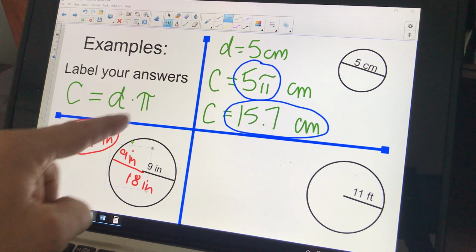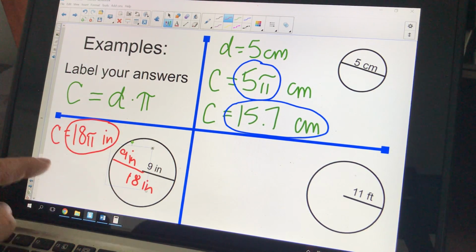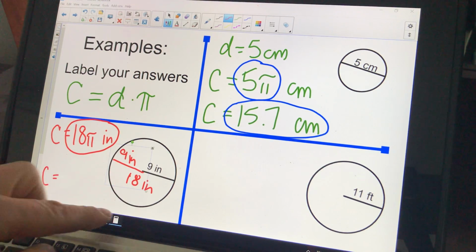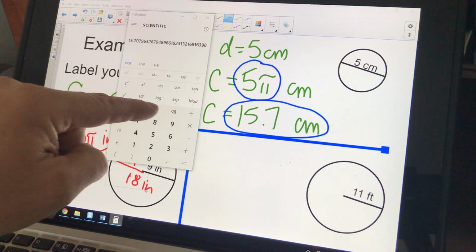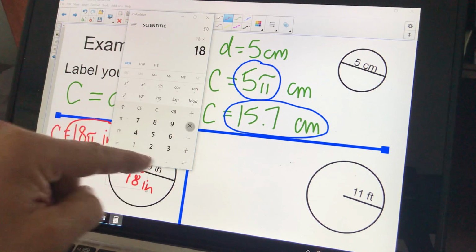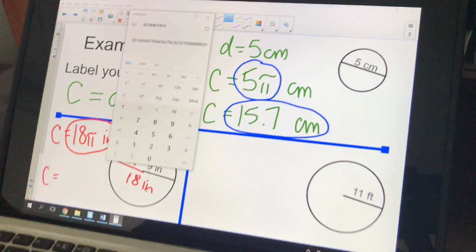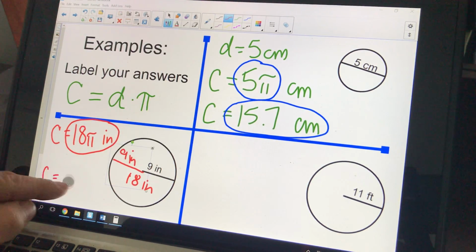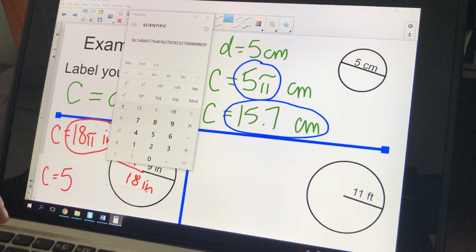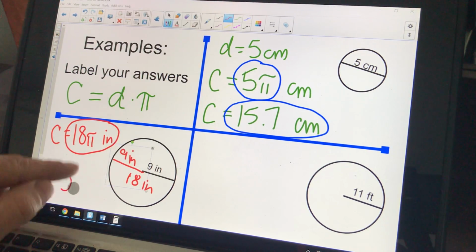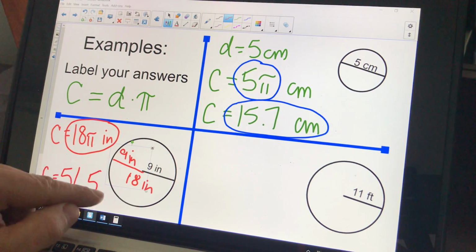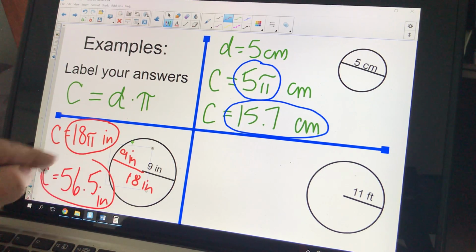D is 18, using pi, labeling it inches. C also equals, jumping to my calculator, 18 times pi equals 56, let me see, the 5, and there's a 4 after it, so the 4 isn't big enough. We're going to go with 56.5 inches.